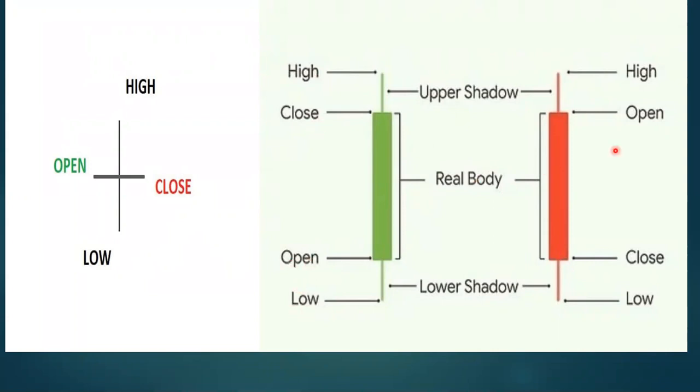As you can see in this bearish candlestick, price opened right here, came up to form a high, dropped all the way to form a low, then came back and closed right here, okay? This bullish candle here, price opened right here, came all the way down to form a low, then went up to form a high, came back and closed here.